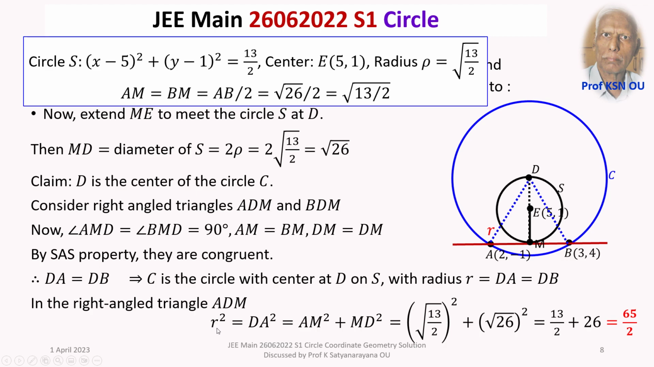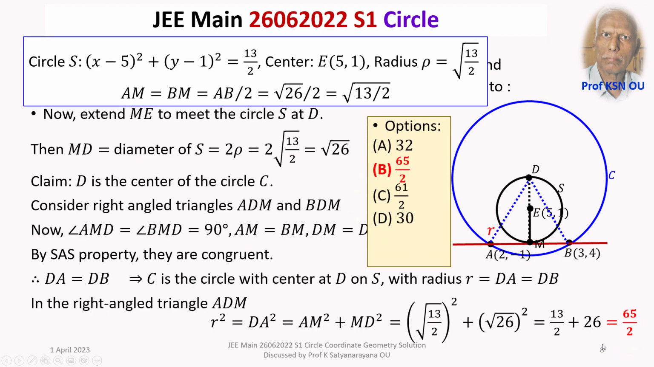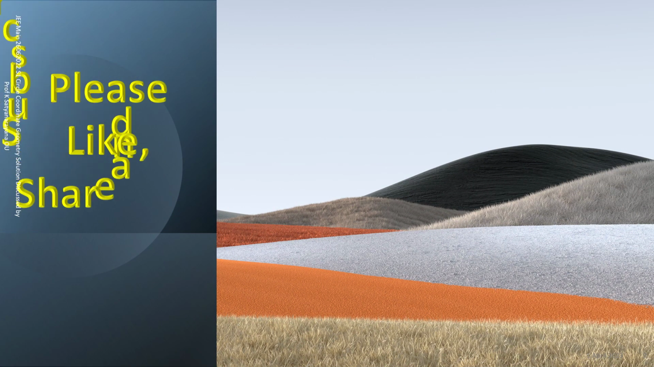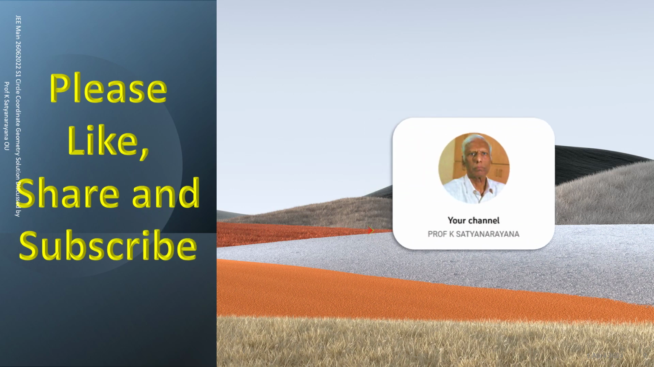That is what is required in the question. So let's look at our options. Our answer 65 by 2 appears against option B. Therefore, the answer to this question is option B. That is the detailed discussion of the solution of the problem on the concepts of circles. I am sure that you have understood the solution of this problem, and I wish you all the best. Thank you.